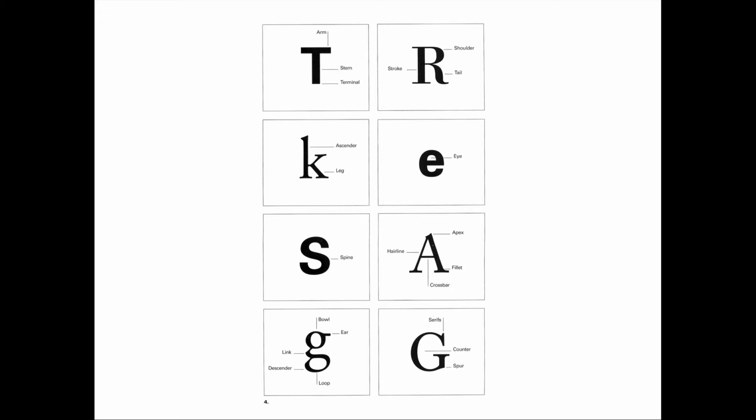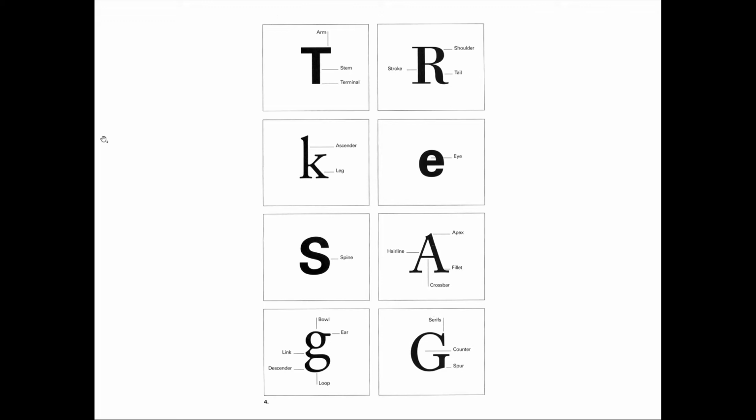On the right, if we look at the R, the shoulder is the curved stroke originating at the stem, and the tail of an R is a decorative stroke often found as a descender that dips below the baseline and is seen in the letter Q. The ascender is an upward vertical stroke that extends beyond the X height. The leg is a diagonal stroke on the K. We can see that here.